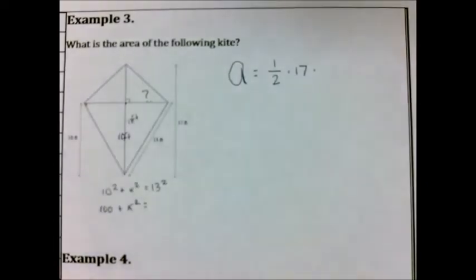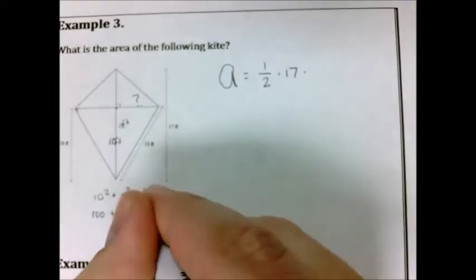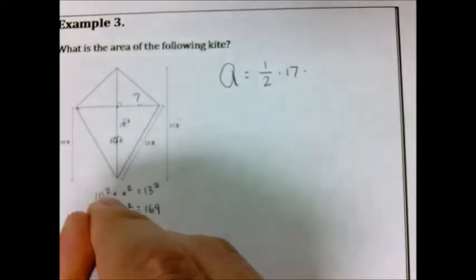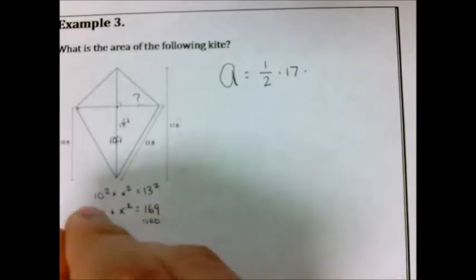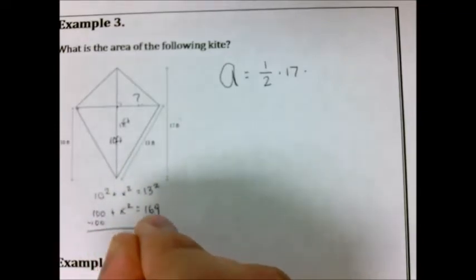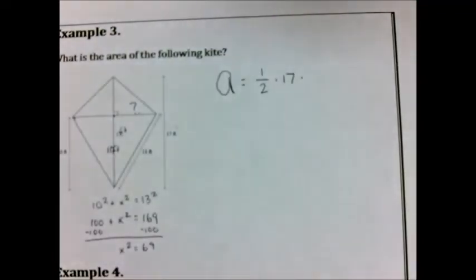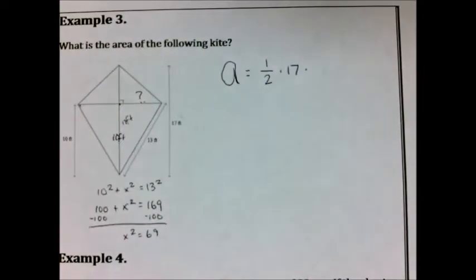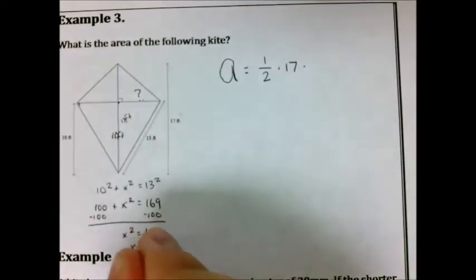13 squared, you know what, I'm not too good on that, so 13 squared is 169 if we use our friend. Okay, then we subtract 100 from both sides, and we end up getting x squared is equal to 69. Take the square root of 69, we get 8.3. X is equal to 8.3.